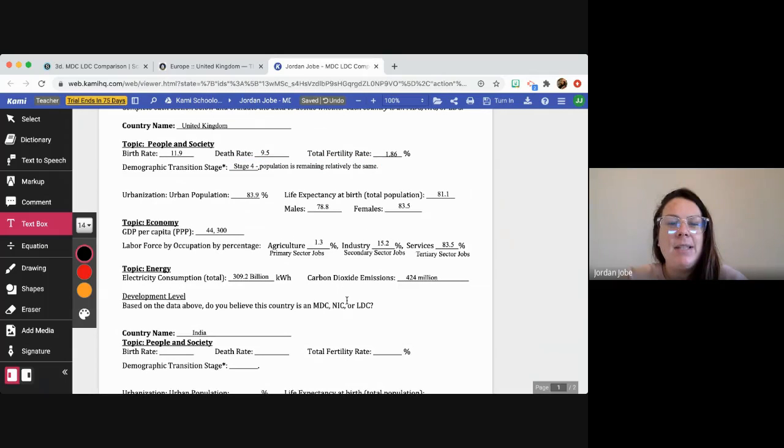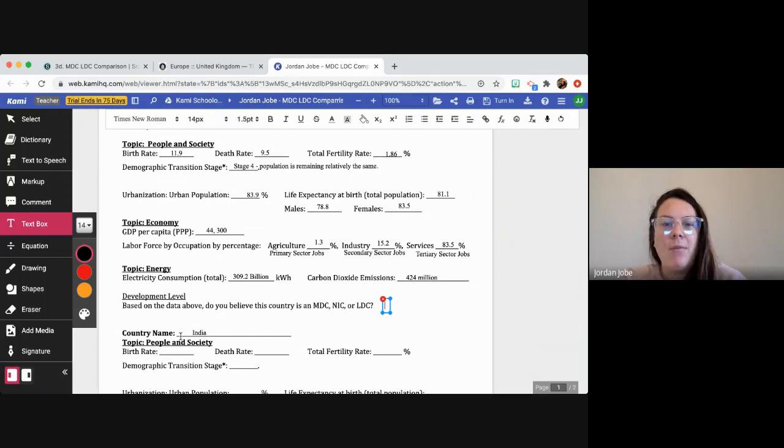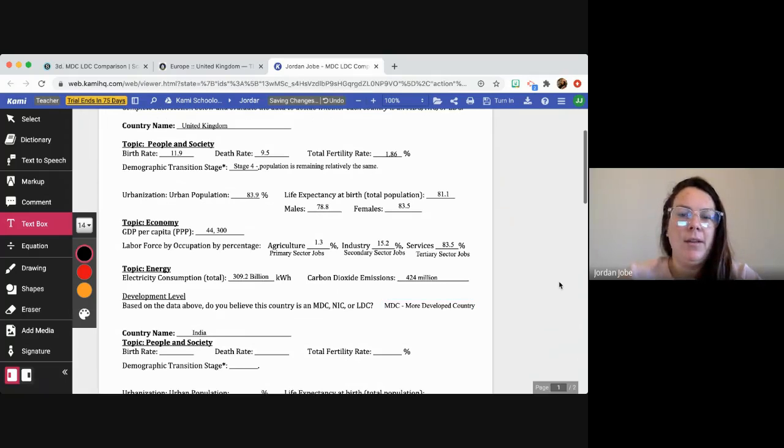is an MDC, an NIC, or an LDC? What do you guys think? Based on this information, how would we classify the United Kingdom? An MDC, right? Or a more developed country. Absolutely.